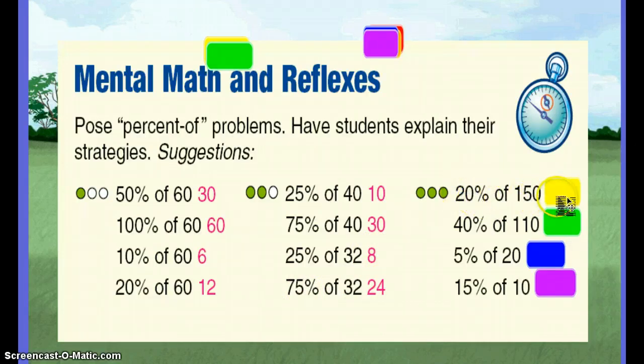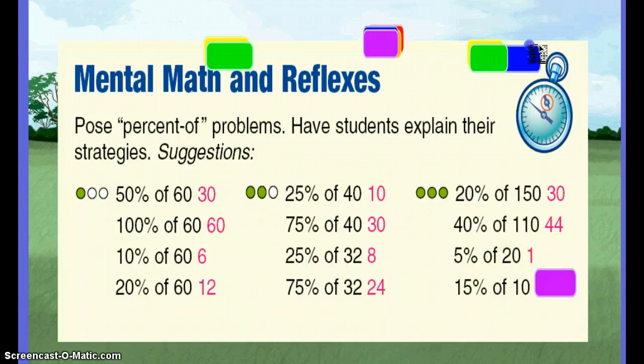20% of 150, well, I took 150 times 0.20, and I would come up with 30. 40% of 110, well, I'd take 0.40 times 110, and I would come up with 44. 5% of 20, well, 0.05 times 20 would give me 1. And 15% of 10, well, 10% of 10 would be 1. So 15% would be 1.5.